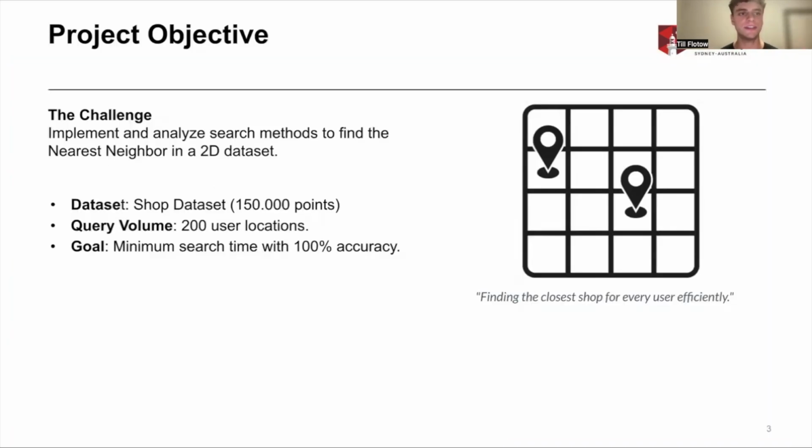The core challenge of the nearest neighbor search is to implement search methods to find the nearest neighbor in 2D datasets. For our project, we used the shop dataset, which contains 150,000 points, representing shop locations. Our query volume consists of 200 user locations, and for each of these 200 users, we need to find a single closest shop on a 2D map. Our ultimate goal is to achieve minimum search time with 100% accuracy.